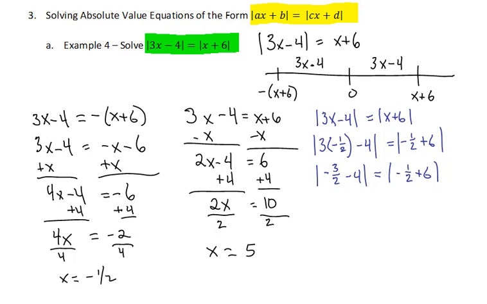Now, however you go about doing this, negative 3/2 minus 4 is negative 5.5, and so we have the absolute value of negative 5.5. And on the right side, 6 minus 1/2, or negative 1/2 plus 6, is positive 5.5. Sorry, that's positive 5.5, and they have the same absolute value.